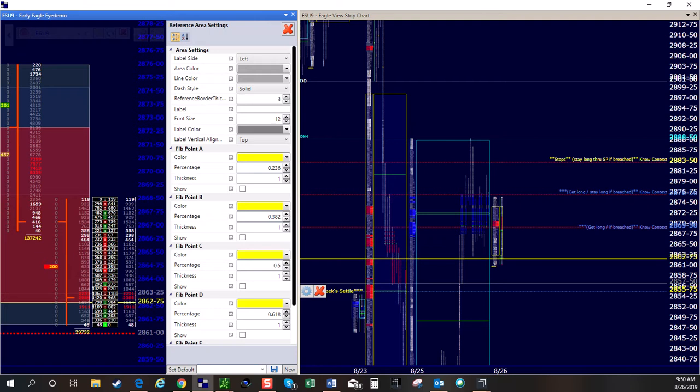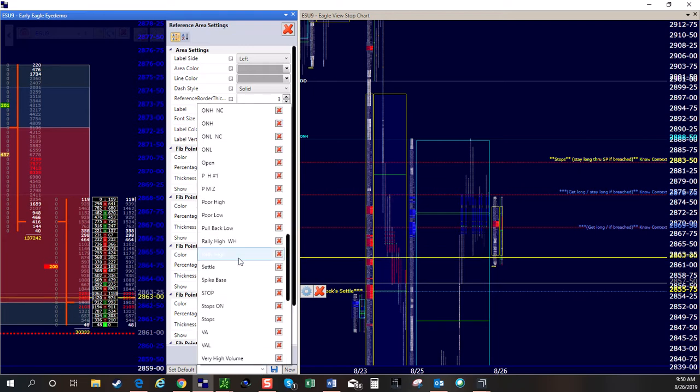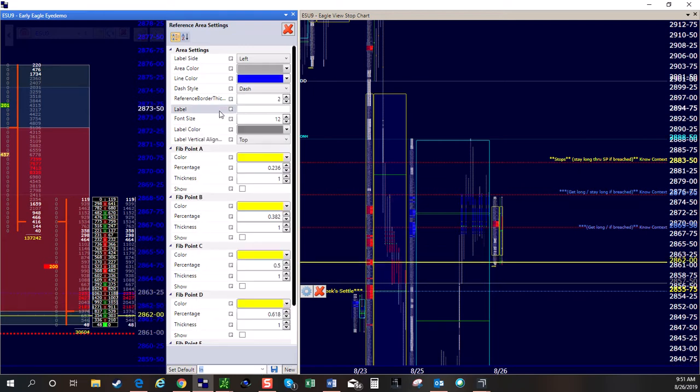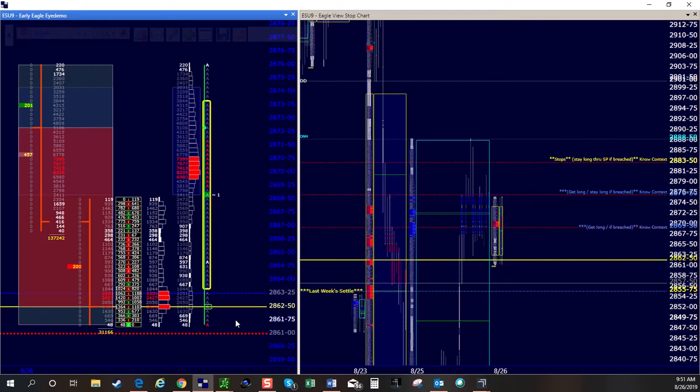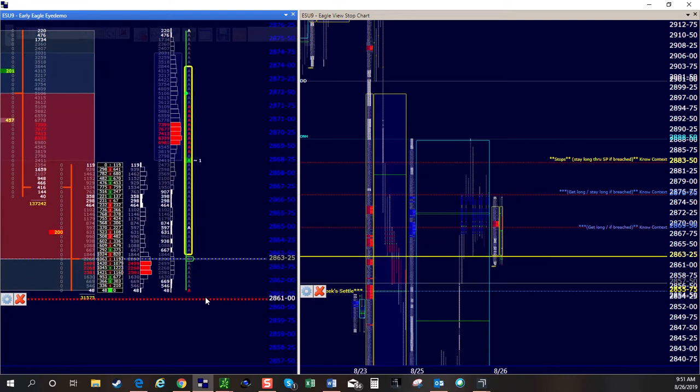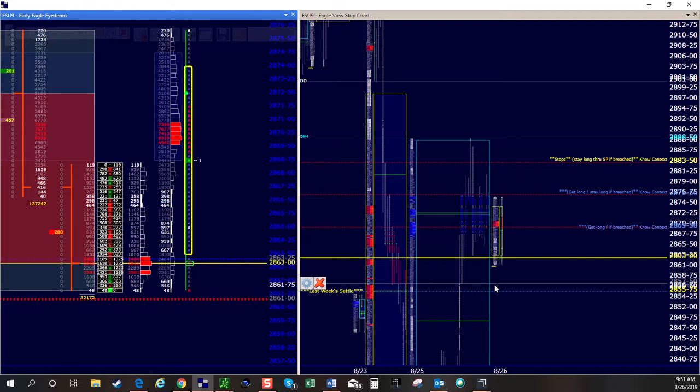And I'm going to move my stop up. I'll keep it at 61. Blue line represents my entry. See what happens. Again, I'm long at 63 quarter. I'm long 3 contracts. My stop is at 61.